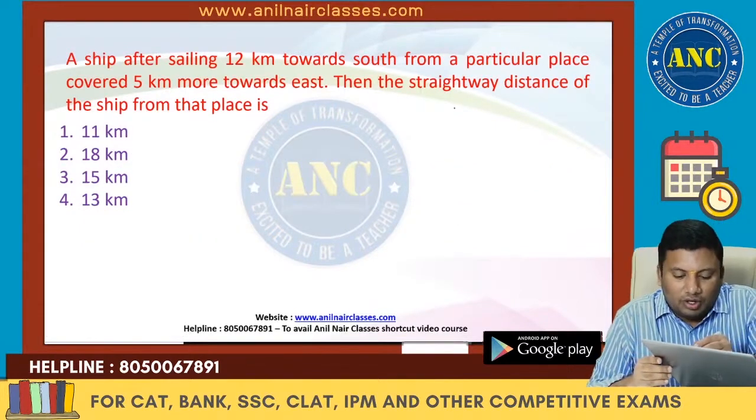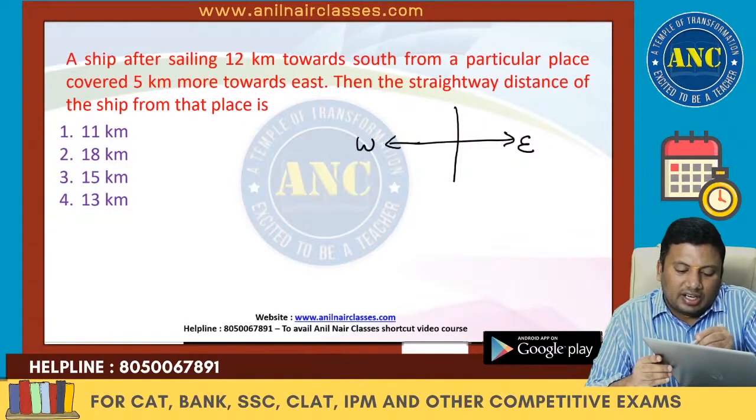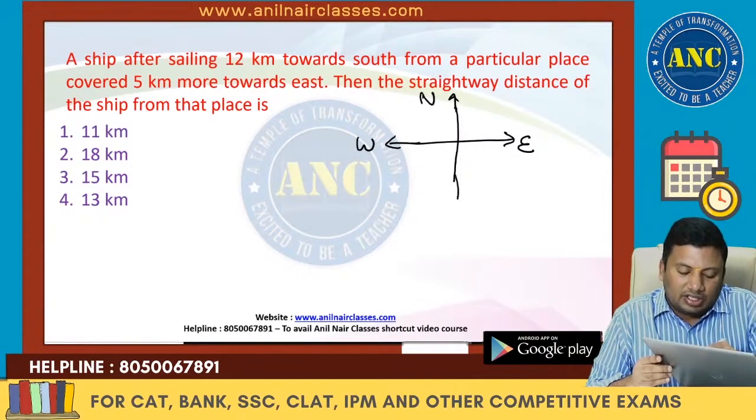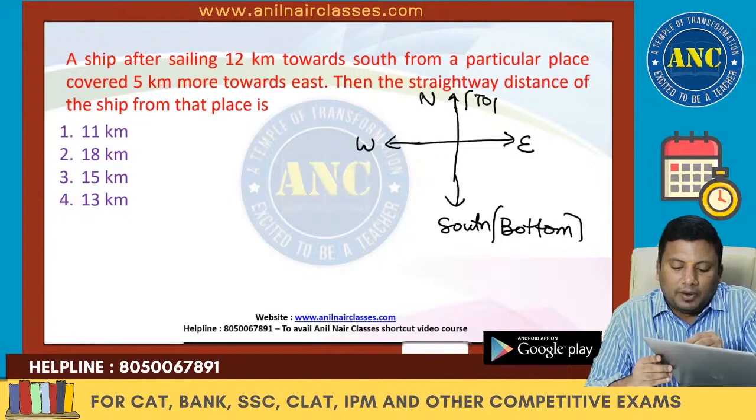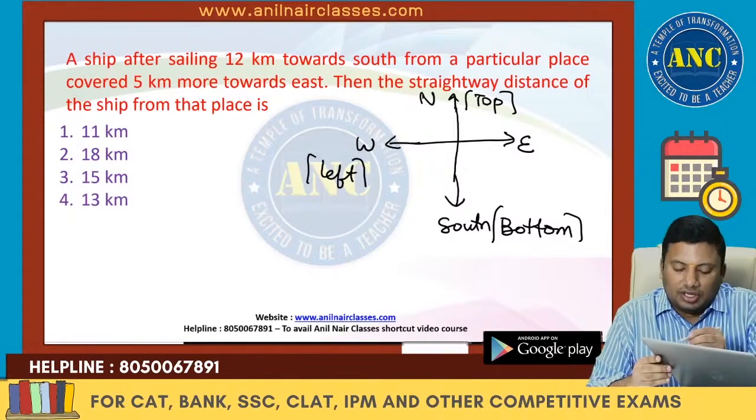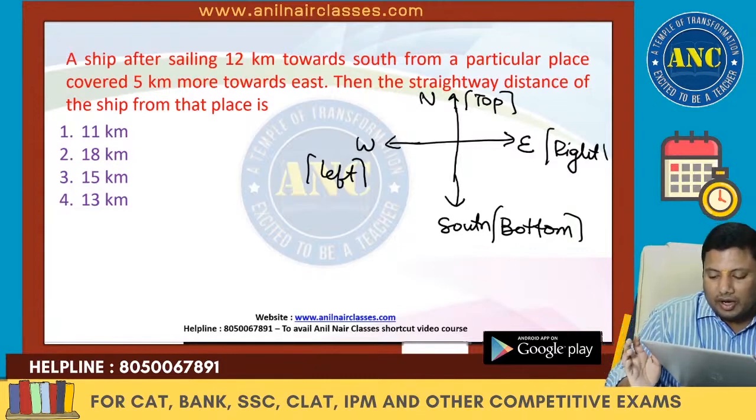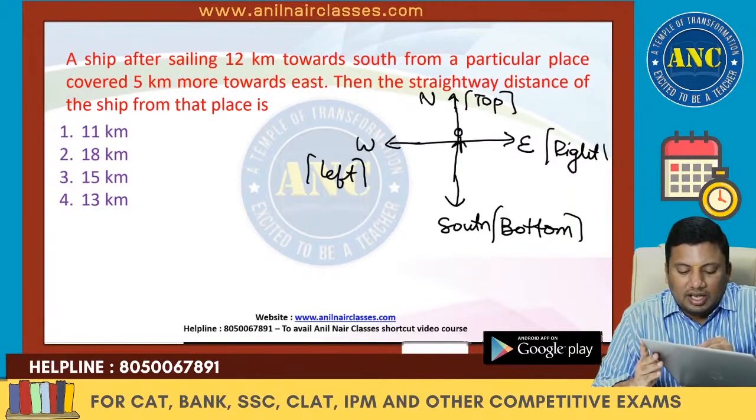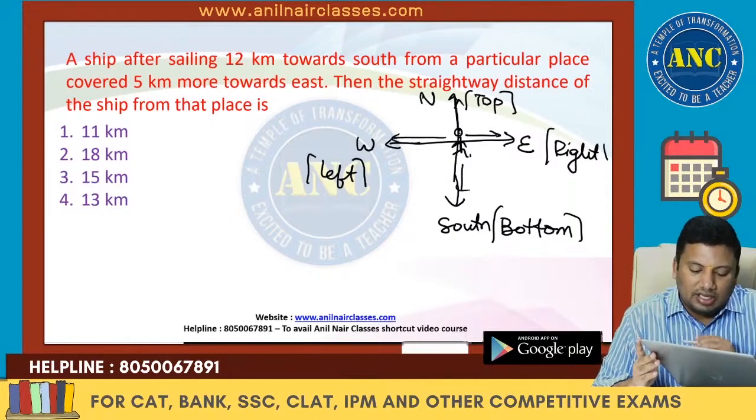Now we know the directions: these are the east direction, these are the west direction, these are the north direction, these are the south direction. South is when a person is traveling bottomwards. North is when a person is traveling topwards. West is when a person is traveling leftwards. East is when a person is traveling rightwards. I hope it is clear. Suppose a person is standing like this: to the left, to the right, anything to the top of the head.